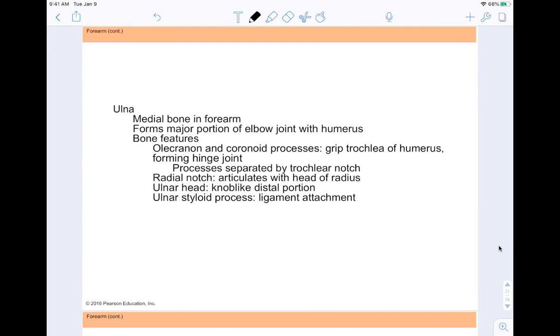The ulna forms a major portion of the elbow with your humerus, the upper bone. For the bone features, you have the olecranon and the coronoid process that are going to grip the trochlea of the humerus, forming a hinge joint that allows you to bend your arm. Then we also have different processes that are separated by the trochlear notch. You have the radial notch, the ulnar head, and the ulnar styloid process. Don't get bogged down in the details here. We're just looking at the different bones and how they're connected.